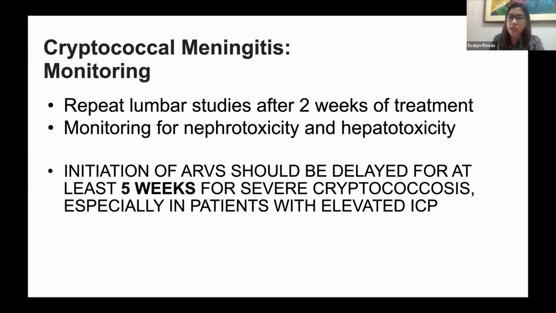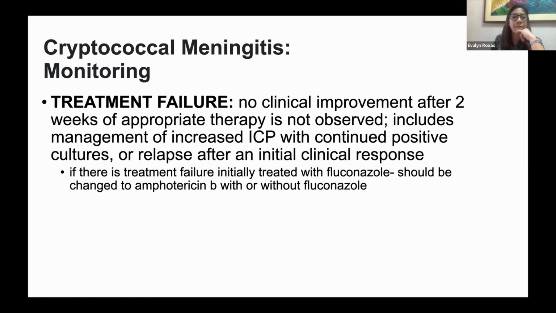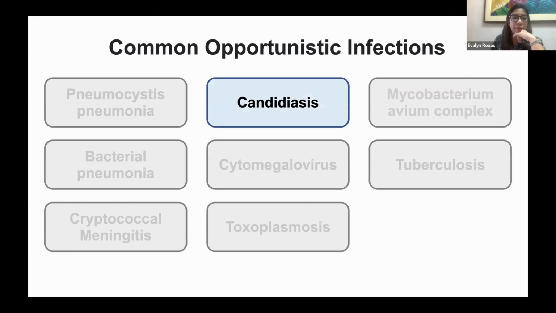So initiation of ARVs should be delayed for at least 5 weeks for severe cryptococcosis, especially in patients with elevated ICP. This is done to avoid immune reconstitution inflammatory syndrome from occurring. Take note that we have treatment failure for cryptomeningitis, meaning there was no clinical improvement despite the appropriate therapy that we give to the patient.